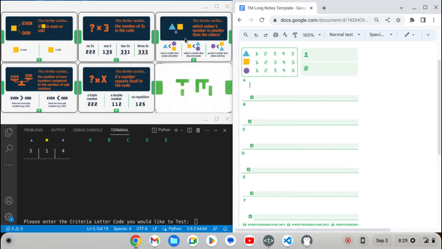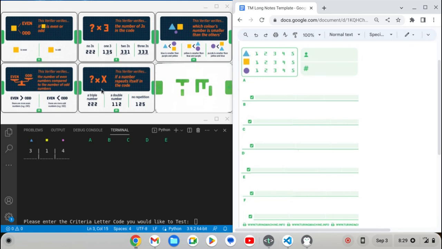Criteria card C will look at our 3 digits, triangle, square, and circle, and will let us know which one is the absolute smallest. Should triangle be the smallest? Should square be the smallest? Or should circle be the smallest? Criteria card D again looks at our 3-digit solution, but this time it'll let us know a little bit about the ratio of even to odds. Are there more even than odds, or are there less even than odds?